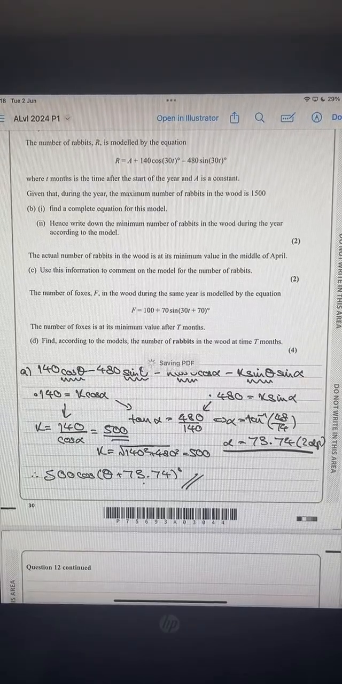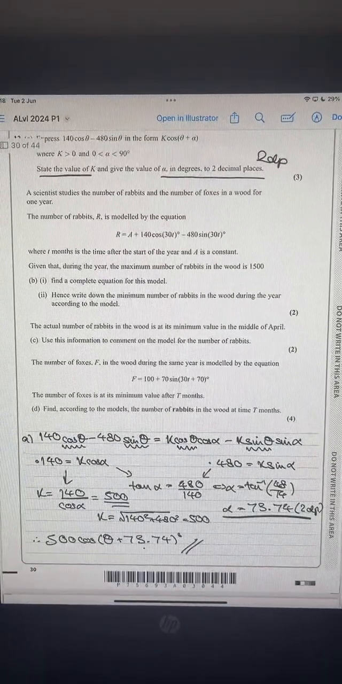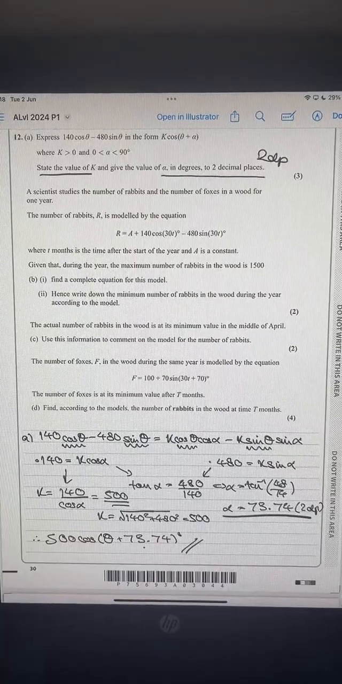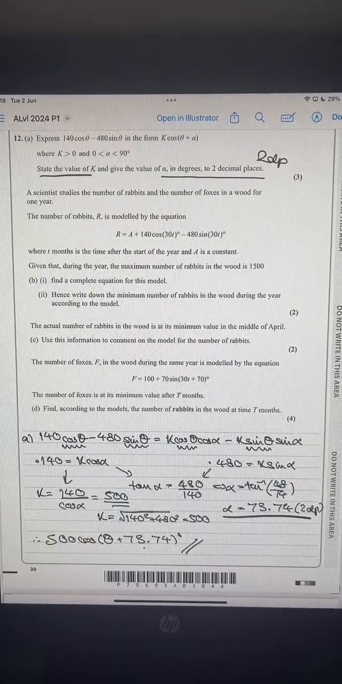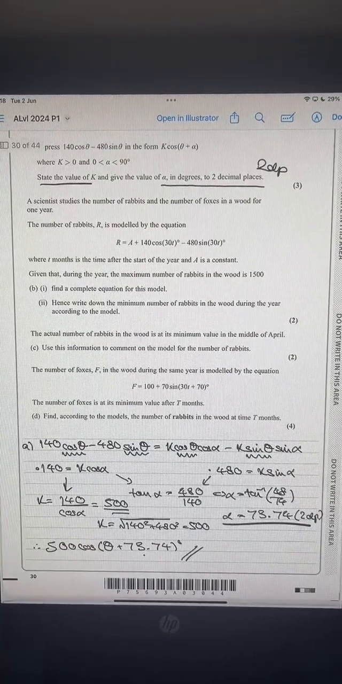Okay, that is part A done. I think that's 3 marks. Yep, 3 marks for that. Nice little harmonic form to start off. Okay, cool. Now we've got to use this and understand how to use harmonic form.